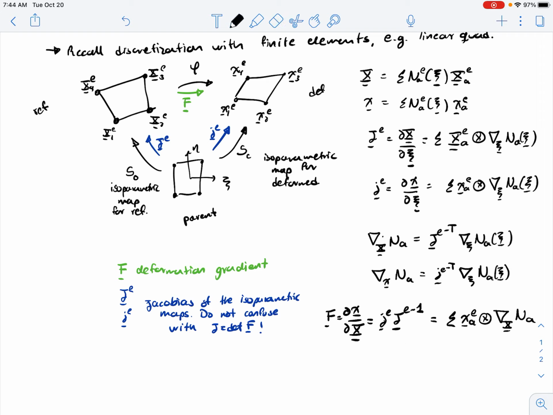So that's the first thing that you needed to compute in your homework. Given some new coordinates x_a and some original coordinates capital X, compute the deformation gradient. And again, I will show you the code for the homework in a little bit. So this is the main overview of the discretization and how to compute the deformation gradient based only on the reference and deformed nodal positions.